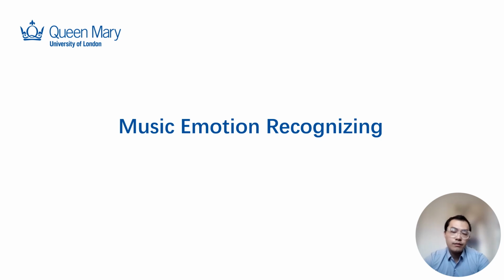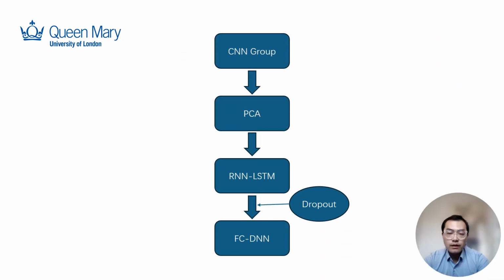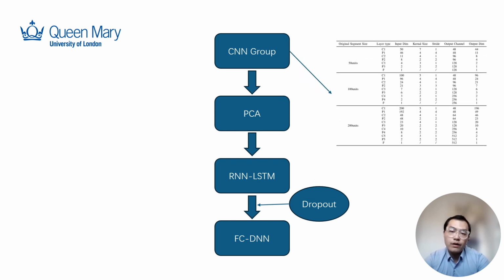Then let's have a closer look at our music emotion recognizing model. Our model can be roughly divided into 4 different stages. The first is a convolutional neural network group, which consists of an array of CNN layers, convolutional layers, with different settings. They will provide deep enough feature learning so that the audio signal can be concentrated into a few features to be passed to the next stage.